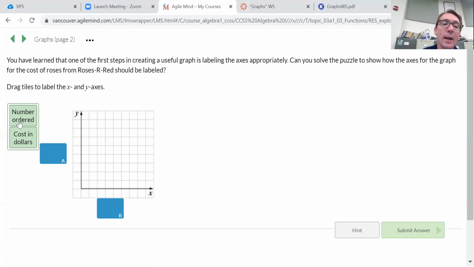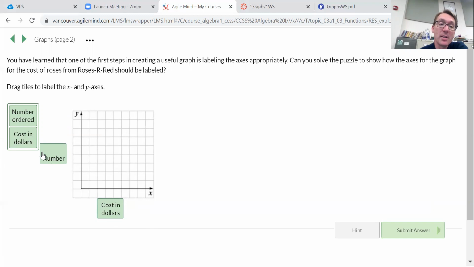Which one do I label where? Does it go like that, or does it go like that? Giving you 5 seconds. 5, 4, 3, 2, 1. Pause if you need more time, but I'm going to tell you right now, in our last assignment, we talked about how the cost depends on how many flowers you order. That's how it works. So remember this, the independent, the thing that doesn't depend, is always X, always.